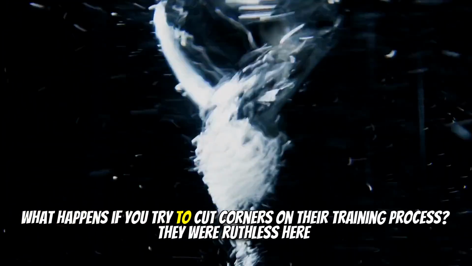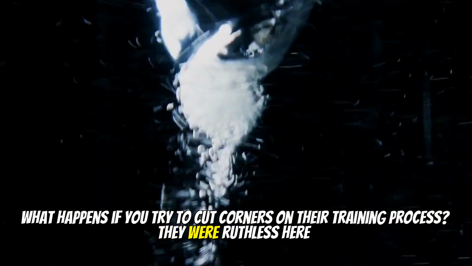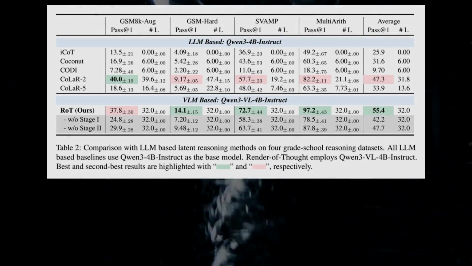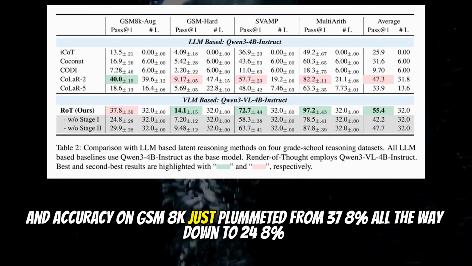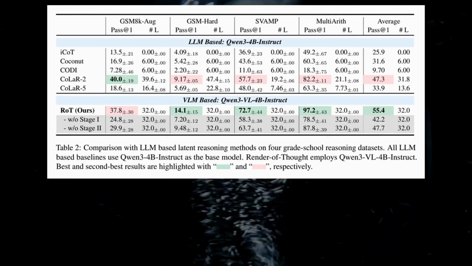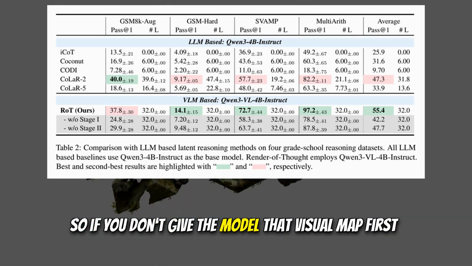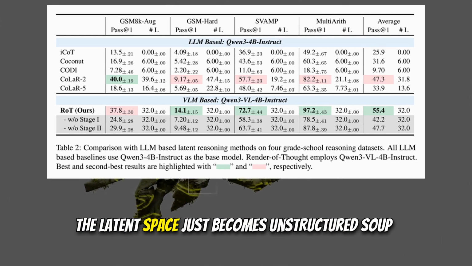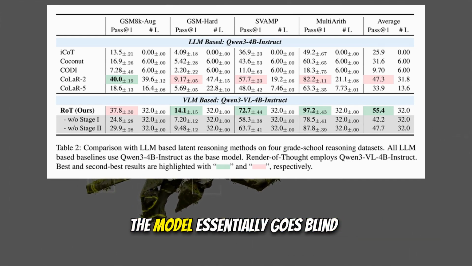Let's quickly touch on the ablation studies. What happens if you try to cut corners on their training process? They were ruthless here. They tried removing stage 1, the alignment phase, and accuracy on GSM-8K just plummeted from 37.8% all the way down to 24.8%. Wow. So if you don't give the model that visual map first. You get that representation collapse we talked about. The latent space just becomes unstructured soup. The model essentially goes blind.